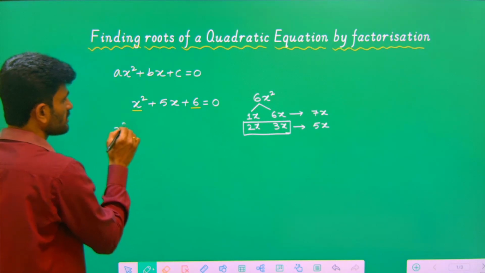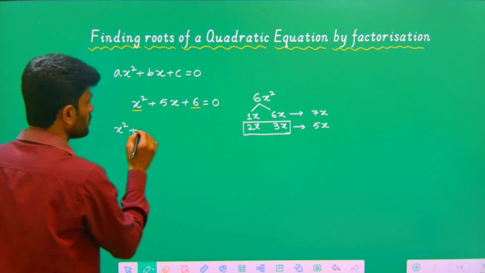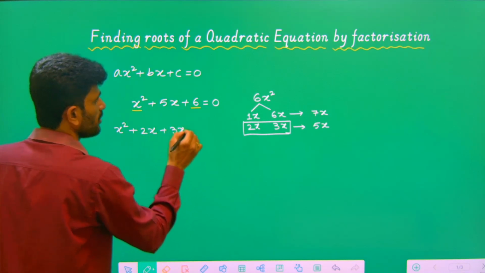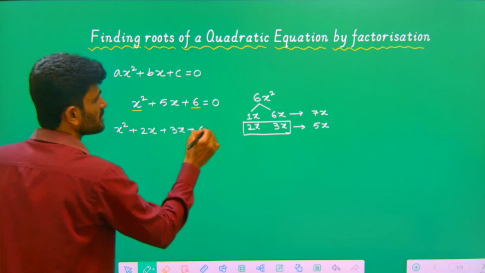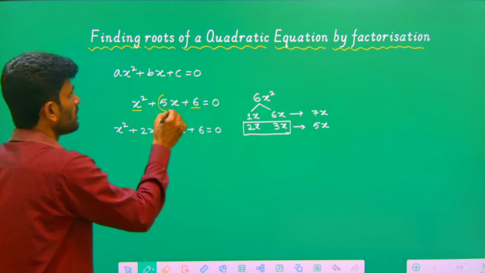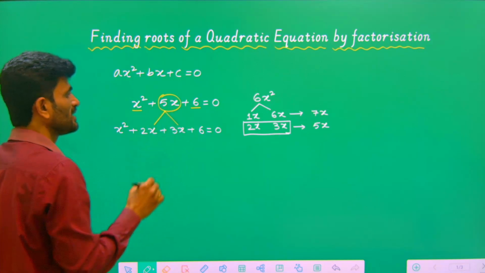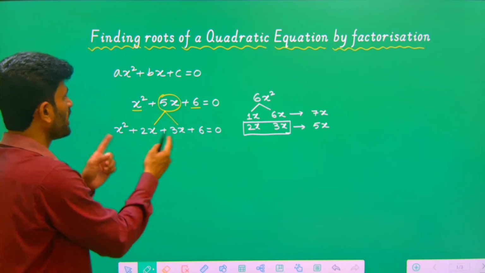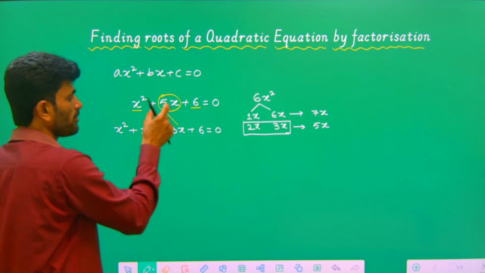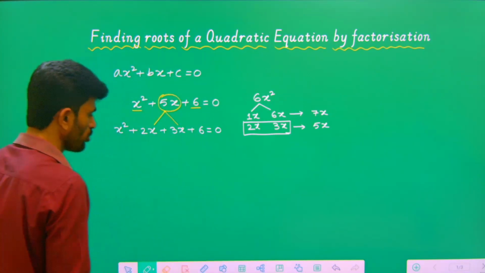x square as it is, plus this 5x should be written as 2x plus 3x, plus this 6 as it is. So what I did, this middle term 5x, I split it as 2x and 3x. When you multiply 2x and 3x, I am getting 6x square, and when I add these two, I am getting 5x. So here, this is a very important part of the solution.